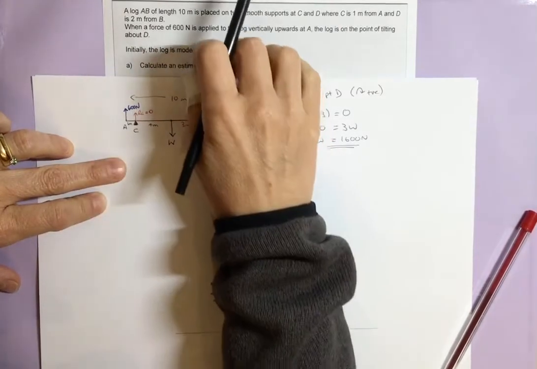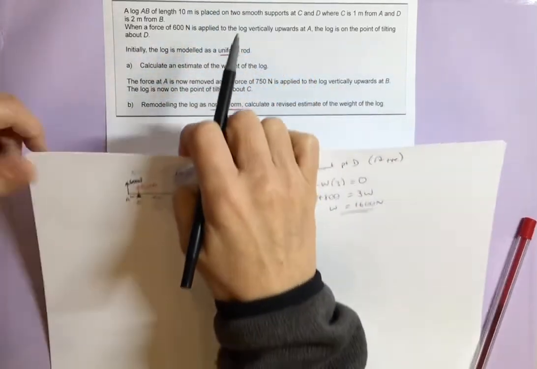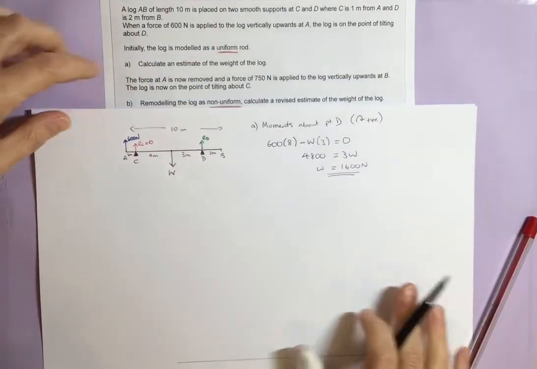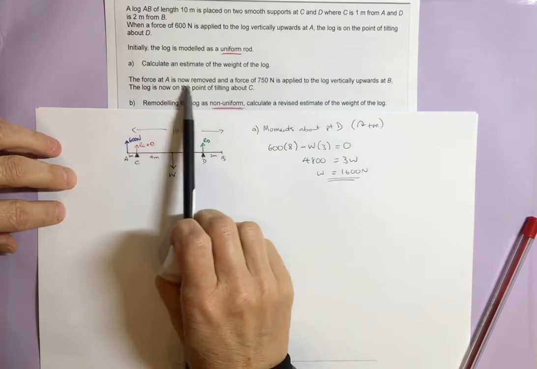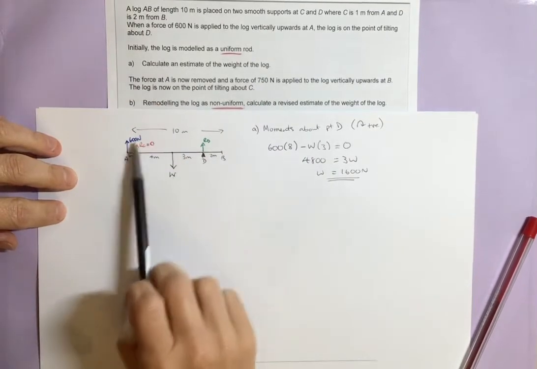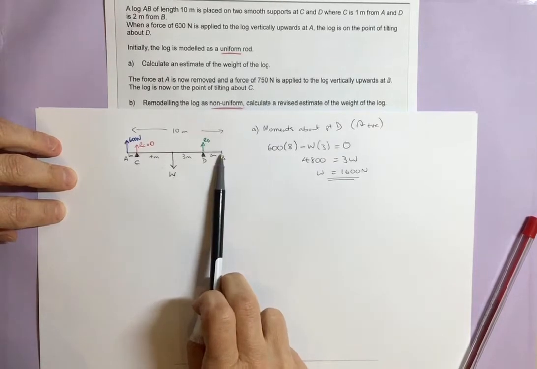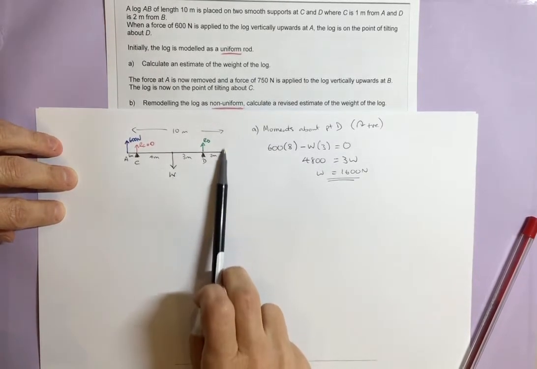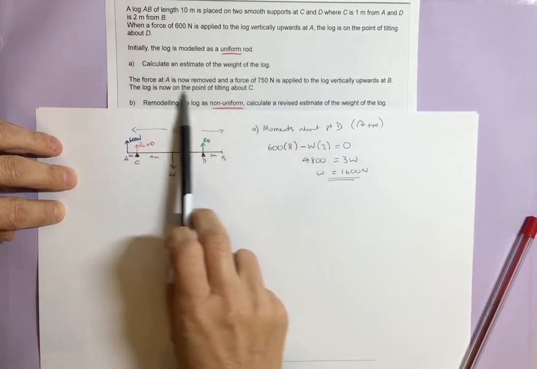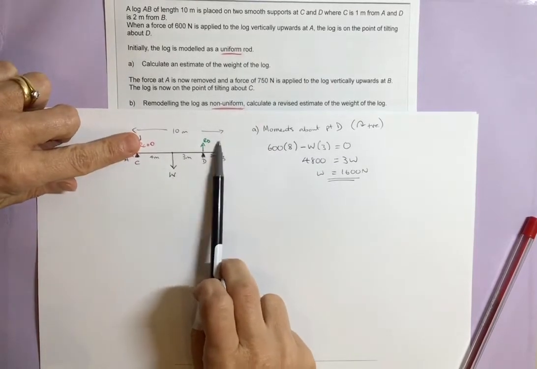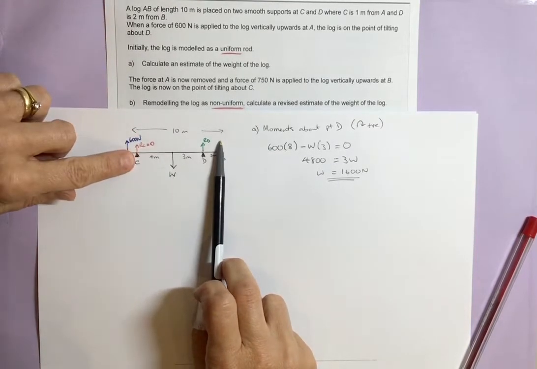Okay, and here's now the challenge part of this question. So now it says the force at A is now removed, and a different force of 750 newtons is now going to be applied at B vertically upwards again. And the log now in that instance, force here, is about to move about C.